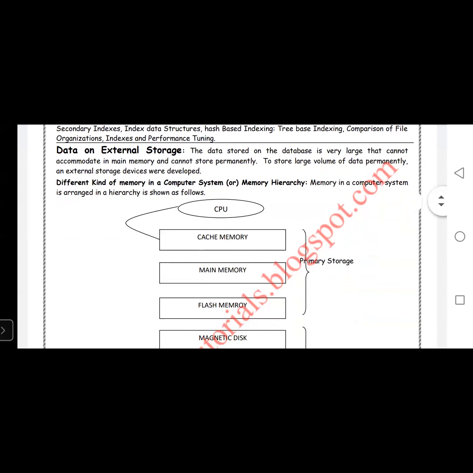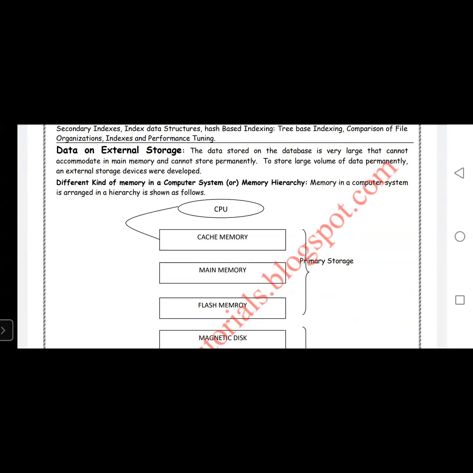Okay, so here, data on external storage. First of all, the data stored in the database is very large, so it cannot be accommodated in main memory and cannot be stored permanently. To store large volumes of data permanently, external storage devices were developed. So that means how we maintain the storage. We also know that there are two types of storage: one is the primary memory and another one is the secondary memory. And the database is related to the secondary memory.